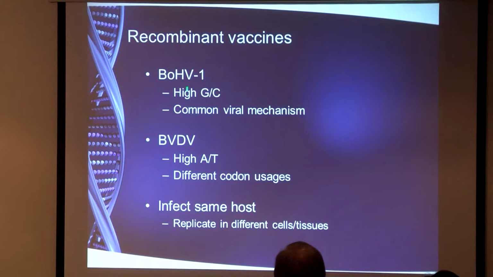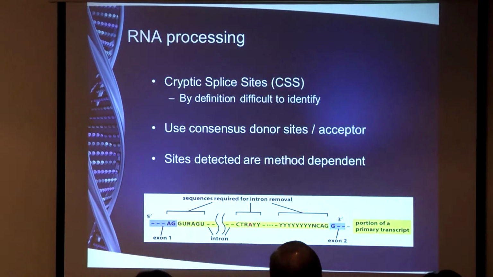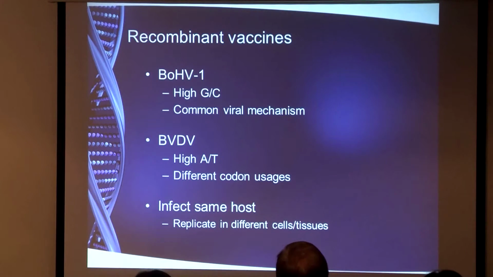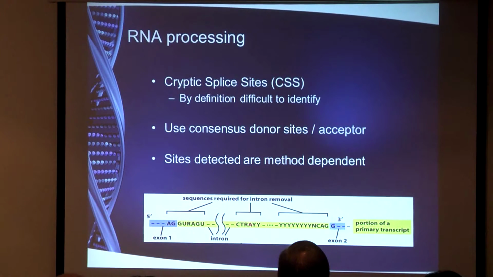BHV is also a high GC virus, and BVDV is a high AT virus, and so they actually have different codon usages in their genes, and this is a common mechanism in viruses to control protein expression. And this is all even though they infect the same host via the same pathways, but they do probably replicate in different cells.